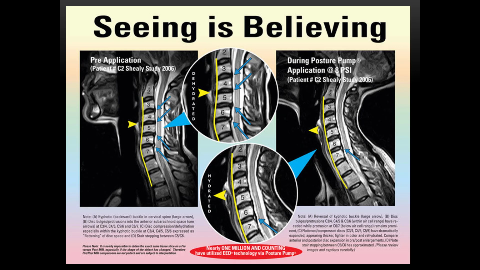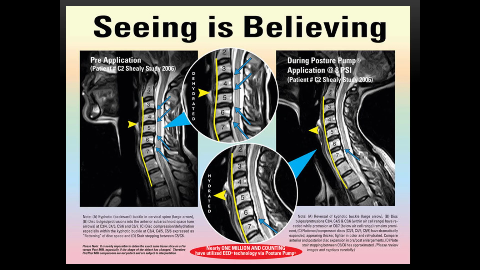Seeing is believing. With cervical spine traction, in these pictures, we can see a CT scan image of the benefits of cervical spine traction. This individual has a kyphotic buckle in the cervical spine, which is indicated by the large blue arrow. Disc bulges and protrusions are occurring into the anterior subarachnoid space, indicated by the 4 blue arrows at the C3, C4 level, C4, C5, C5, C6, and C6, C7 levels. There is a disc compression or dehydration as well in this picture.